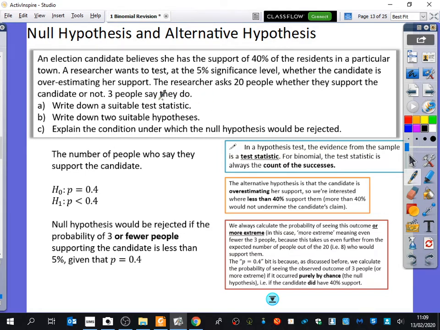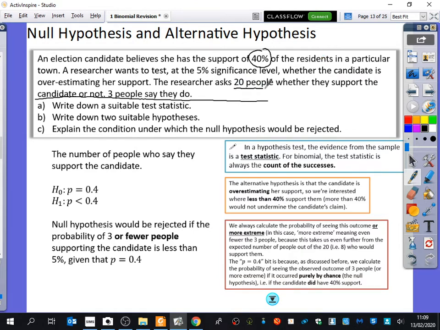Well, let's not even look at the questions for a second. She's saying, this particular person who's trying to become an MP or get elected to the council, whatever it is, she thinks that 40% of the residents support her.